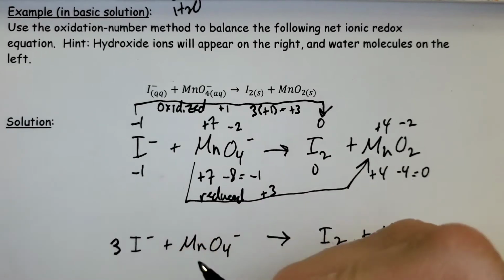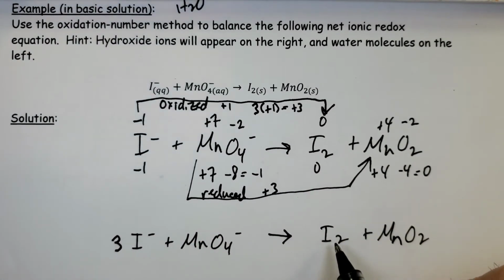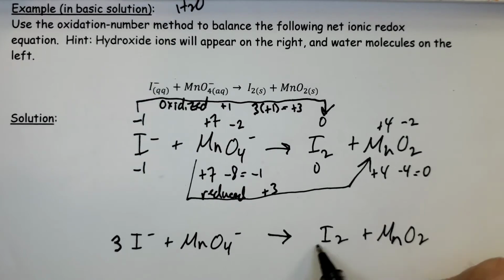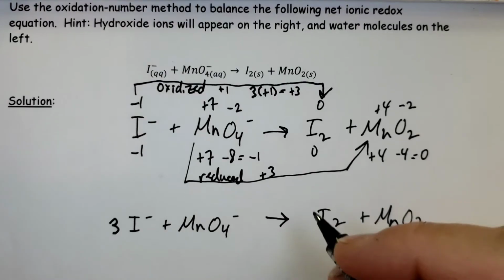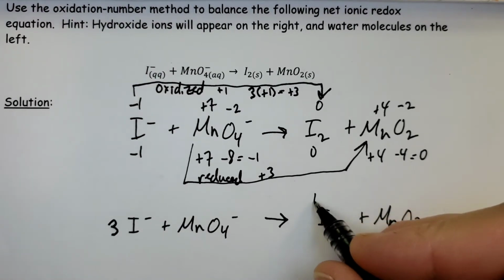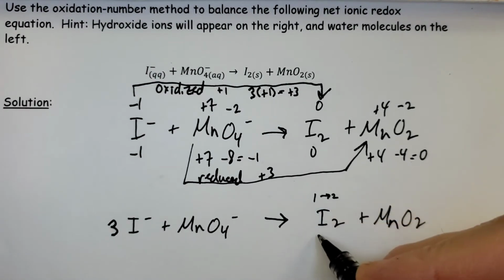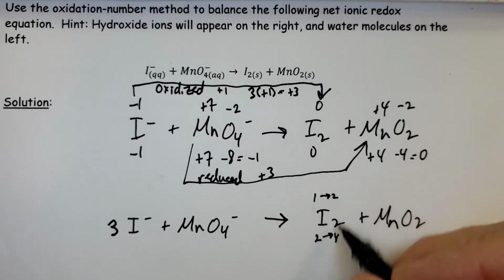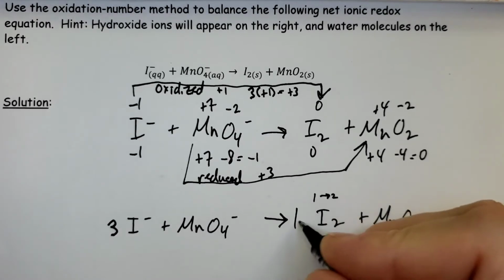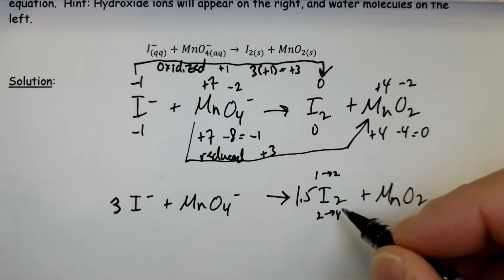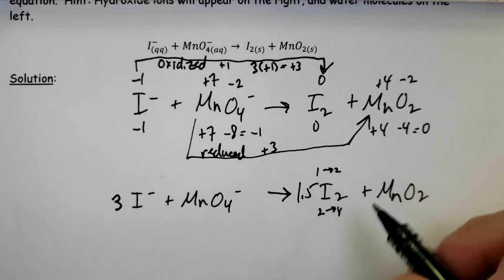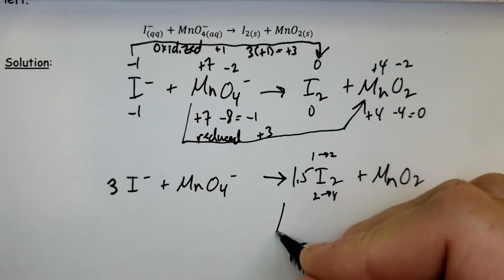So 3 iodines. Now over here, this is tricky. We have 2 iodines. How do I make 3 when I have 2? What can I multiply 2 by to get 3? Well, if I have 1 here, 1 gives me 2. If I have 2 here, 2 gives me 4. So what's smack dab in the middle? 1.5. If I have 2 times 1.5 gives me 3. But of course, I can't have fractions of molecules.